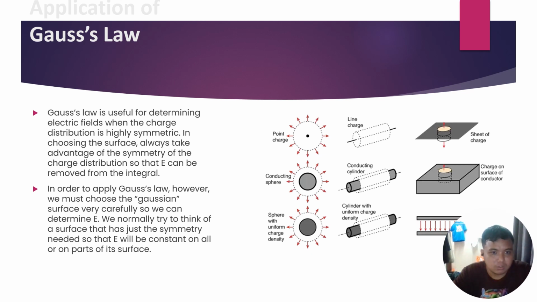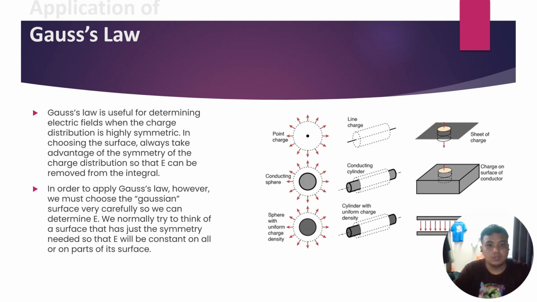In choosing the surface, always take advantage of the symmetry of the charge distribution so that E can be removed from the integral. In order to apply Gauss' law, however, we must use the Gaussian surface so we can determine E. So we can normally try to think of a surface that has the symmetry needed so that E will be constant on all or on part of the surface.